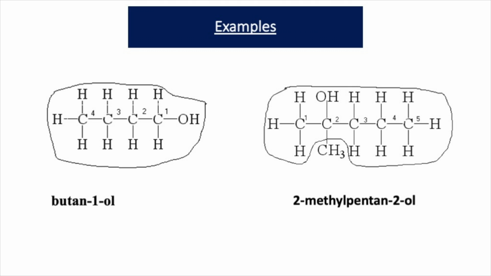And in my second example, I have a longest chain of 5 carbons. I number this chain at the end nearest the OH group. So this time I'm numbering left to right. My OH group is on carbon 2, so it's going to be called pentanol. And on carbon 2, I have a CH3 group, and this is a methyl group. So this alcohol is called 2-methyl pentanol.